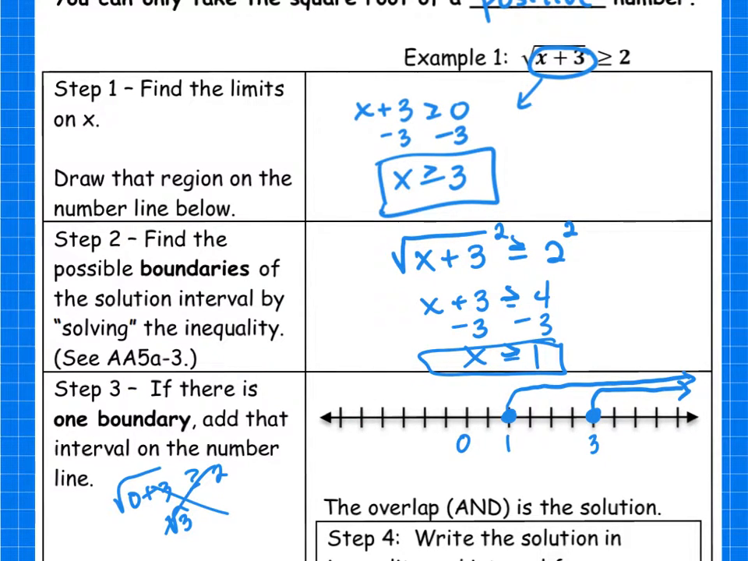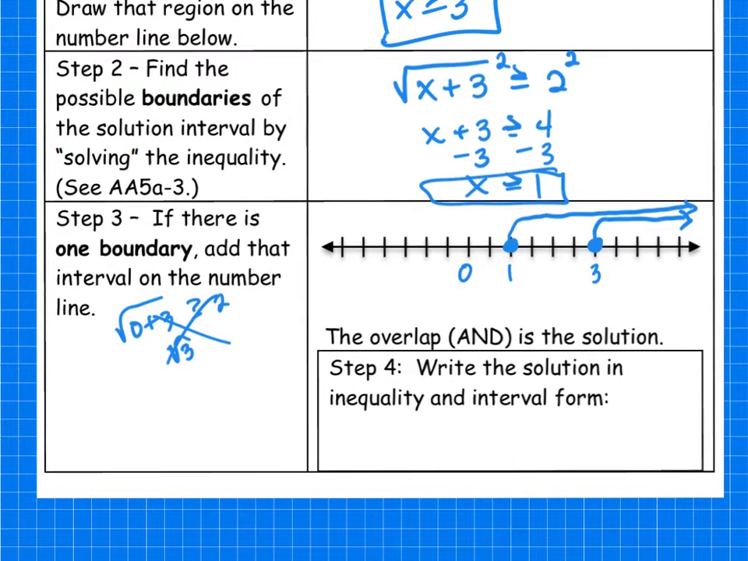So when I'm looking at my restriction and then my answer, what the solution is, when I just have a number on one side, is this overlapping part. So then my solution is simply that x has to be greater than or equal to 3, and then my interval notation is the bracket with 3 out to infinity.